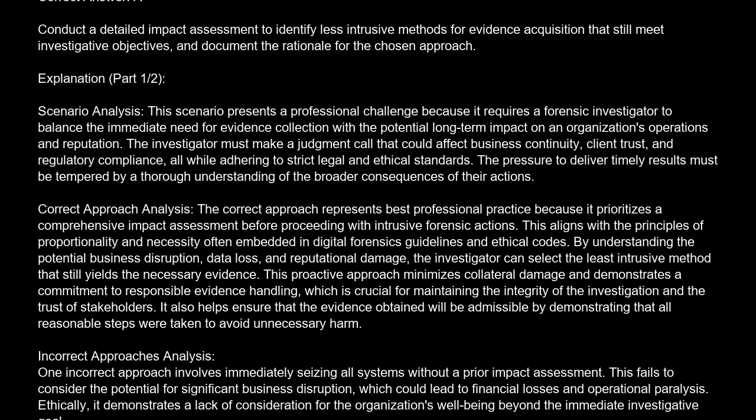This proactive approach minimizes collateral damage and demonstrates a commitment to responsible evidence handling, which is crucial for maintaining the integrity of the investigation and the trust of stakeholders. It also helps ensure that the evidence obtained will be admissible by demonstrating that all reasonable steps were taken to avoid unnecessary harm. Incorrect approaches analysis.